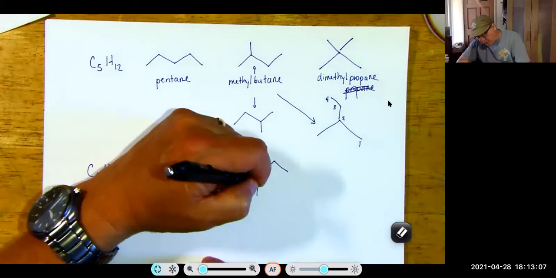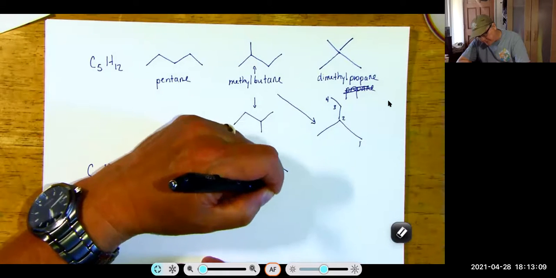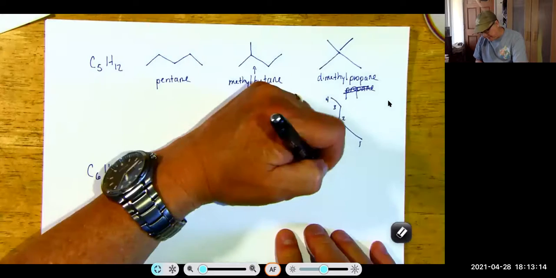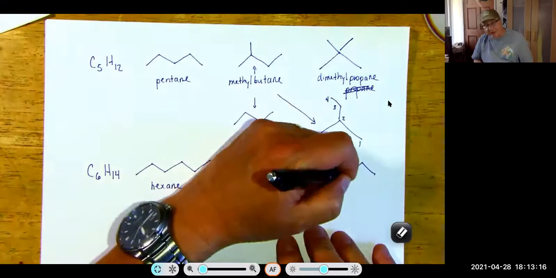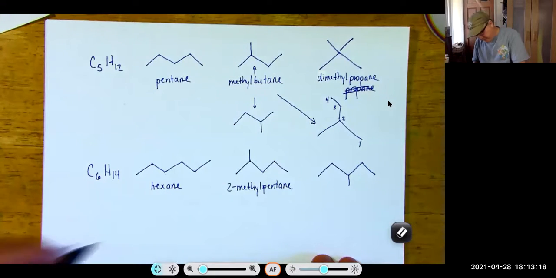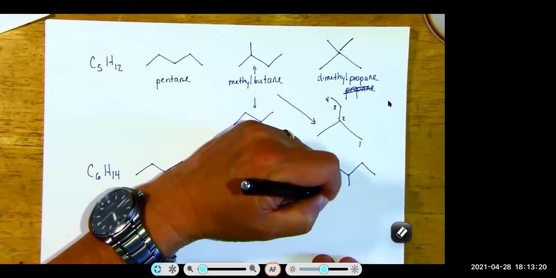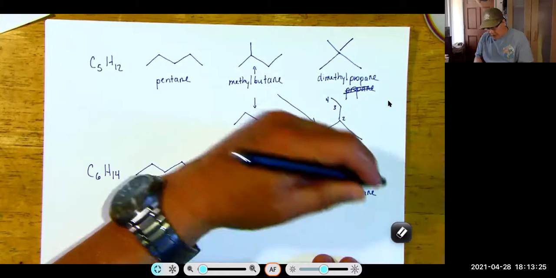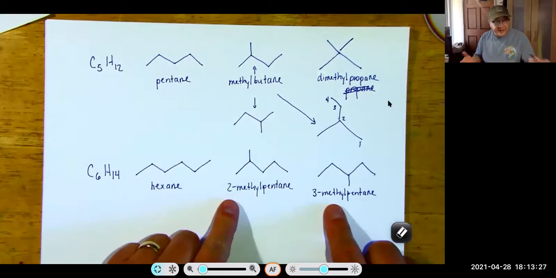Now, all of a sudden, we're using numbers. And that's because there's another one that's like this, and it looks like this. And it's called 3-methyl pentane. So how do we know these are different? And the answer is because the names are different.